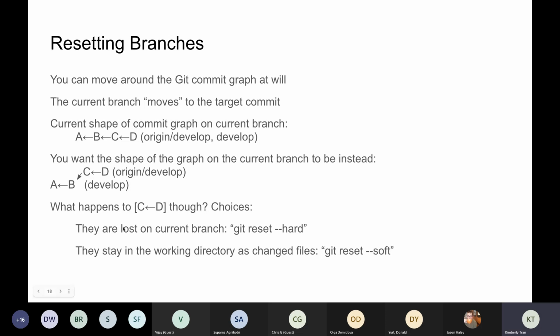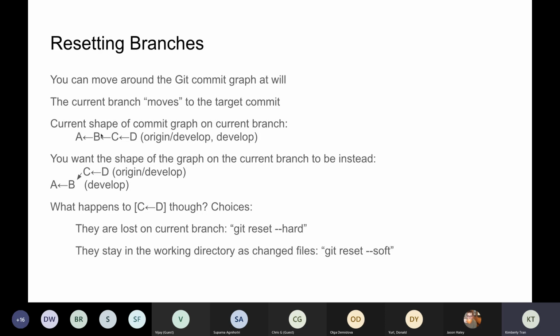Okay, or you can actually have C and D stay in the working directory as changed files, and that's when you do the git reset soft. And you do that back to B here, the changes to C and D show up as just changed files. You do git status, you'll see these changed files. They're not added to the index though, so they're just unadded. And there's another mode called mixed that will actually add it to the index. Okay, but I'm not going to cover that. Okay, so this is really key, because this is a really easy way for you then to squash changes.